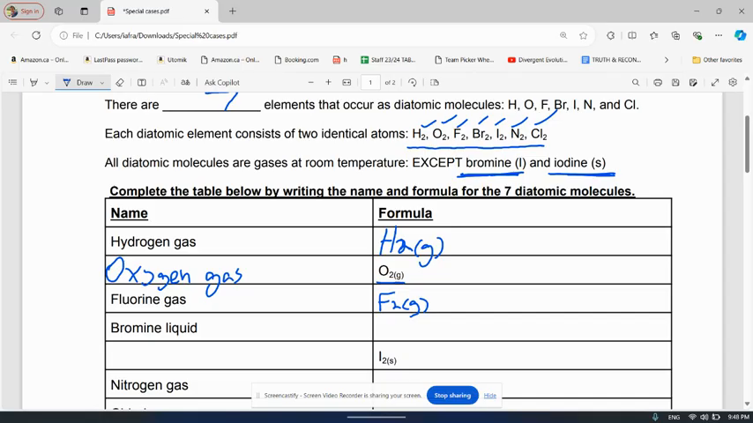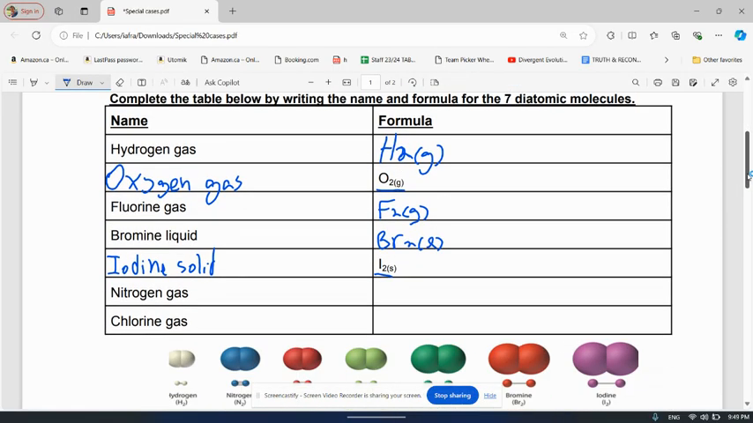Now, liquid bromine, when we say bromine liquid, would be Br2 with a little l in brackets. Iodine, on the other hand, you'd write as I2 with a little s. That means iodine solid. You don't change any endings. You simply state the name of the element and then its state, gas, liquid or solid. And again, most of them are gases except for bromine and iodine.